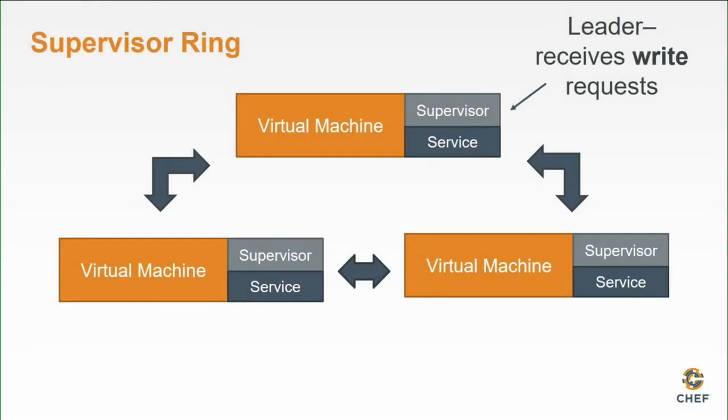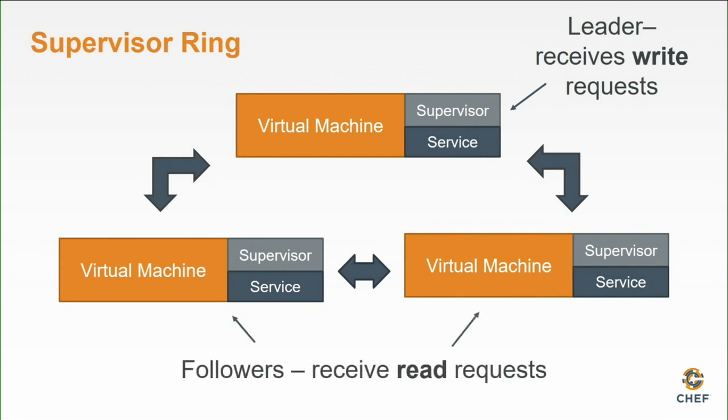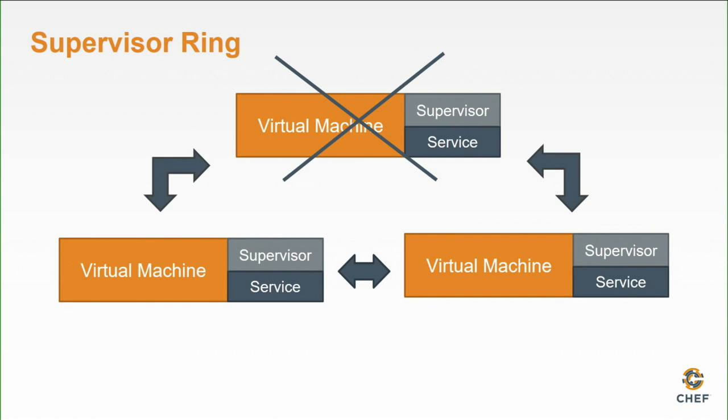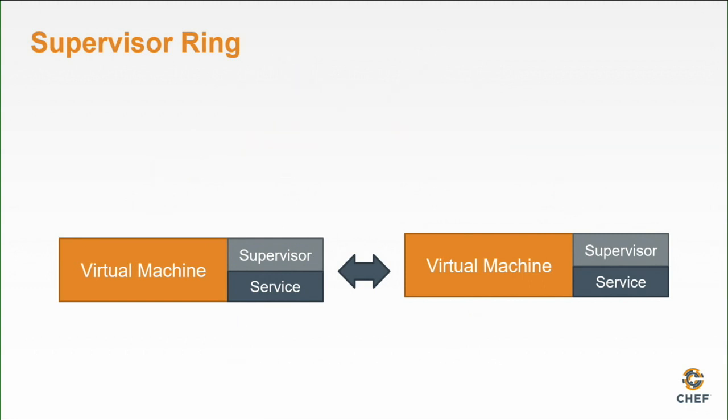So when we run that election algorithm, let's say it decides this one at the top is the leader. That means it's going to receive all the write requests that come with that MySQL cluster. And that means these two at the bottom are designated as followers, and they'll receive the read requests that come into that cluster. Now let's say that something bad happens and that leader goes offline. Because they're in that supervisor ring, the other two are going to realize they cannot connect to the leader, and they're going to go ahead and take it out of that ring. So now we're down to two virtual machines, and at the moment, both of them are still followers.